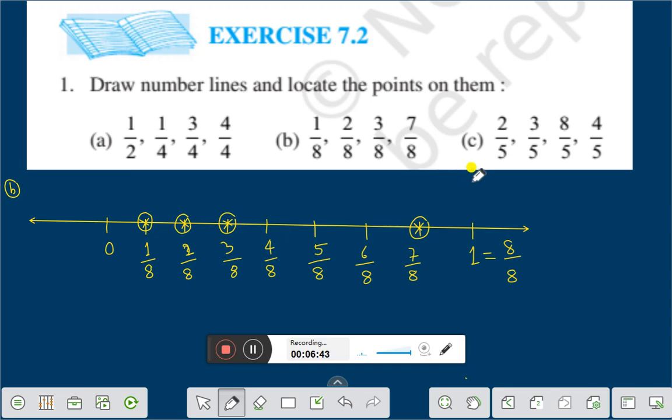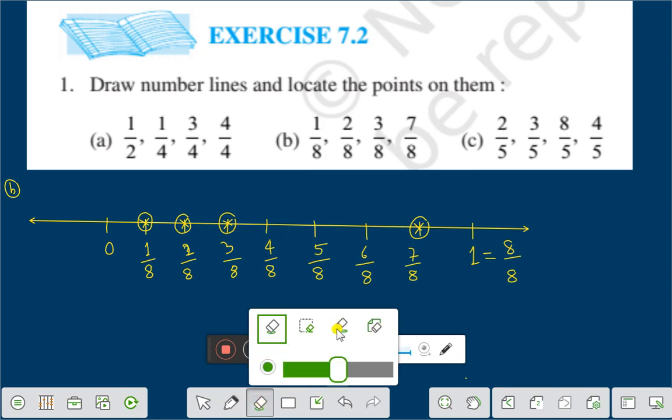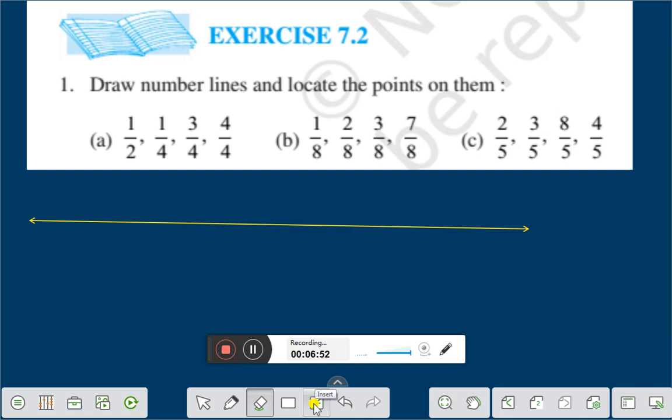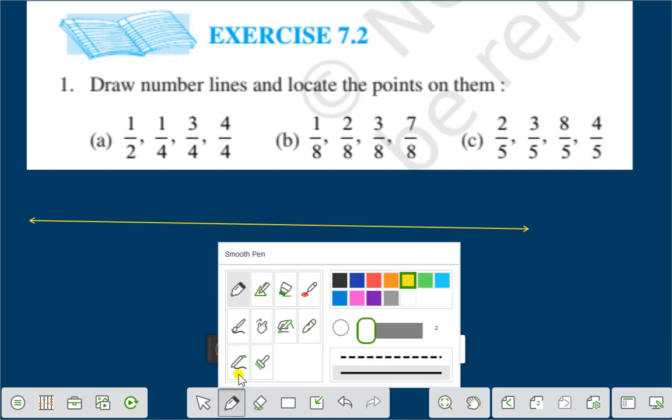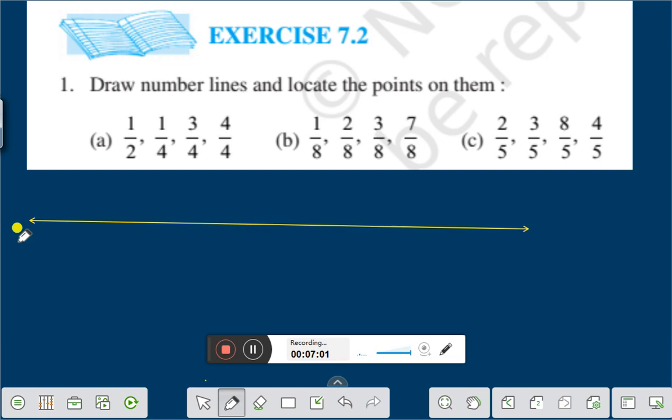Next we will represent question number C. Now we represent question number C. Here you see all these are proper fractions, right? 2 by 5, 3 by 5, 4 by 5, but 8 by 5 is an improper fraction, right?